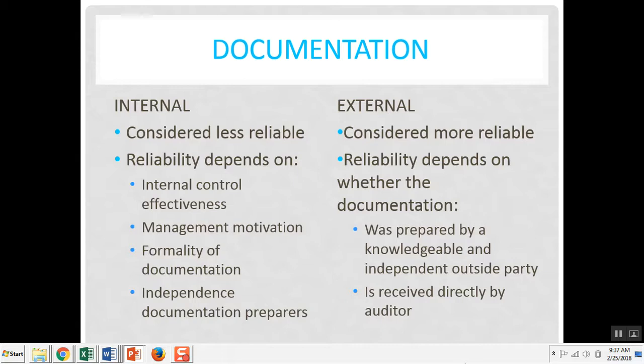It depends on management motivation, the formality of the documentation, and the independence of the documentation preparers. So, I always love to say it depends. Well, these are the points that it depends on. So whether you can rely on it depends how reliable the sources are. For external documentation, it's always considered more reliable, but it also depends on whether it was prepared by a knowledgeable and independent outside party and whether or not it was received directly by the auditor. So the example that I just talked about with the bank statements.